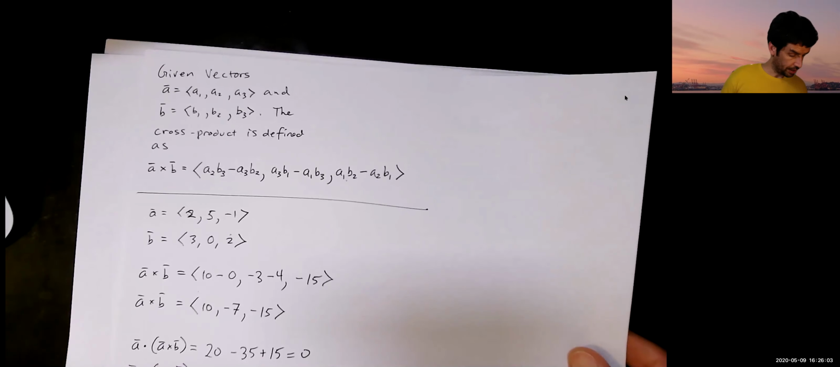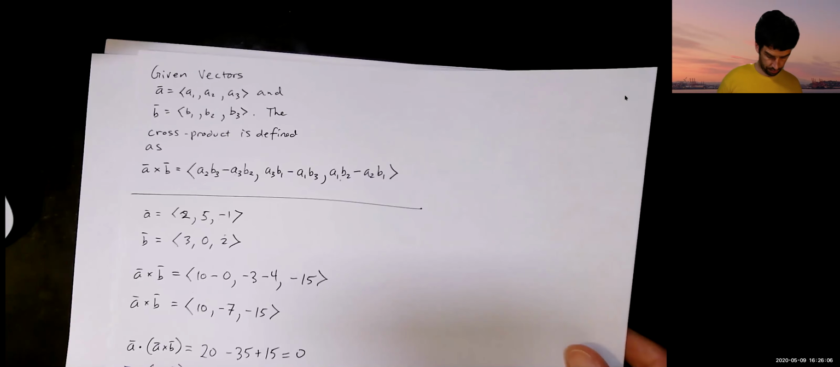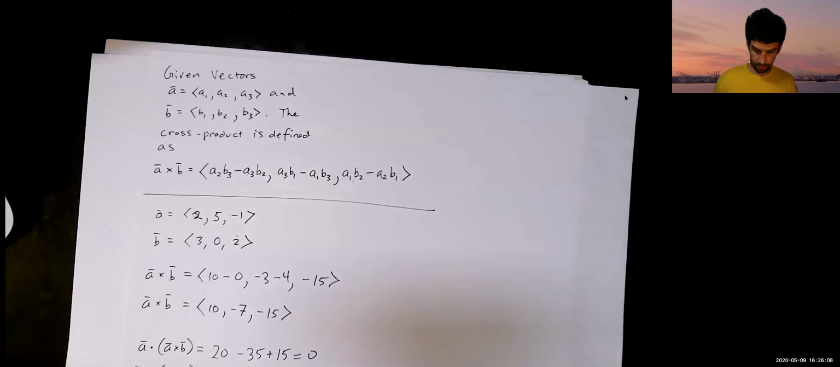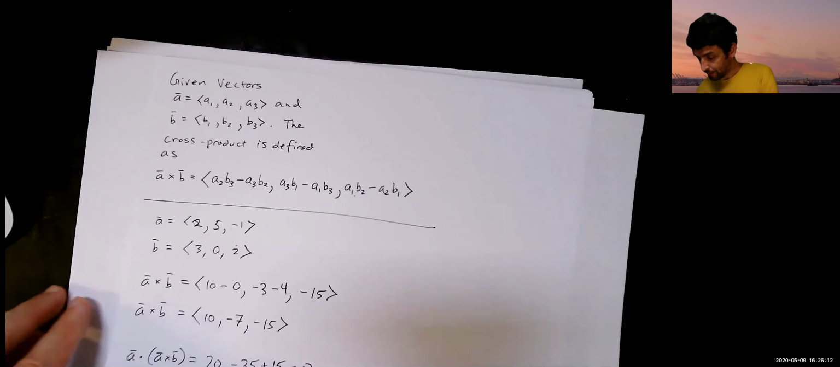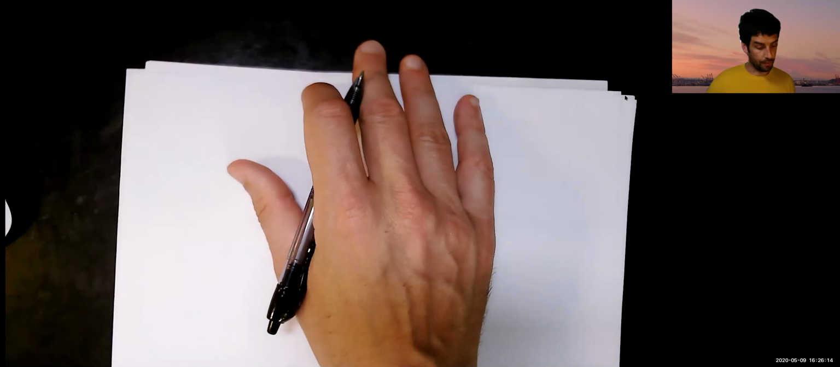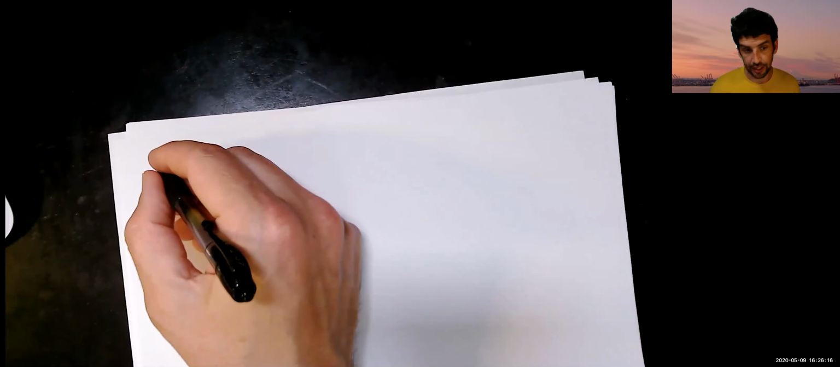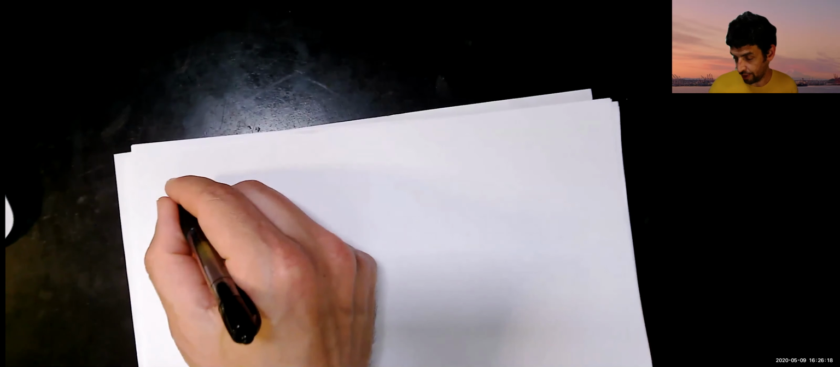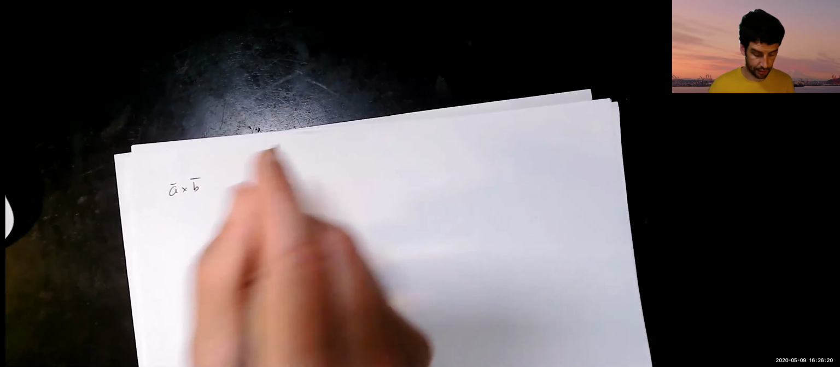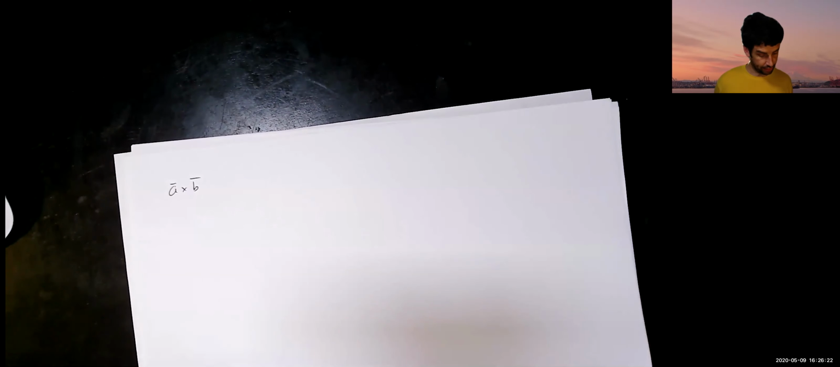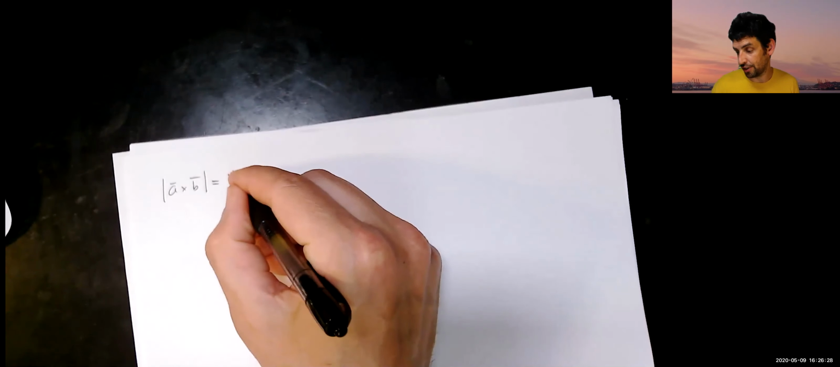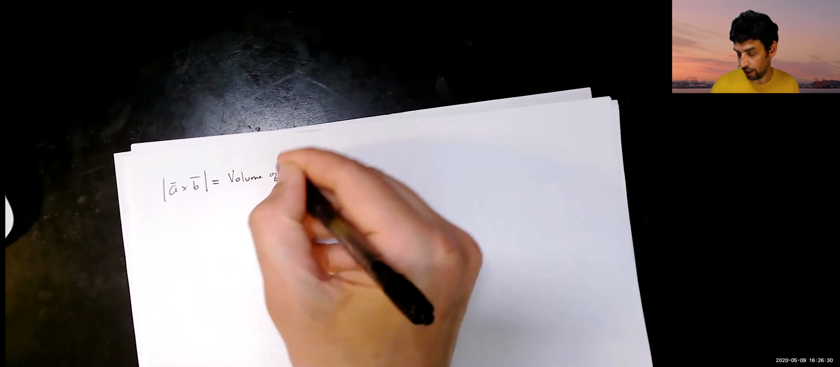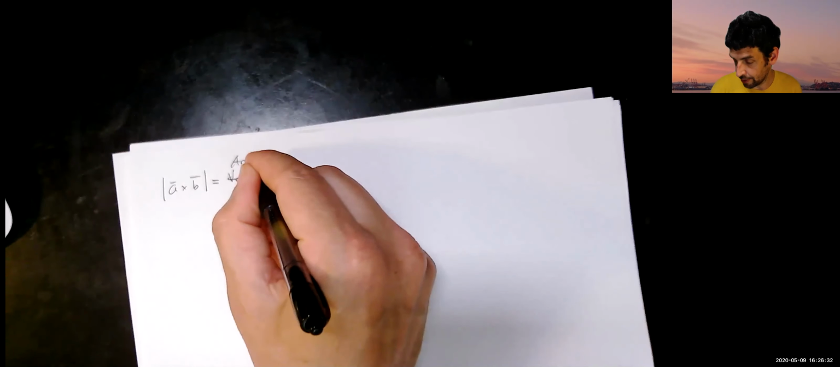So let's go back to, I just lose what I had in my hand. That's all right. I'll just write it out here. So let's say we've got our cross product. We've got our vectors A and B, and the cross product, we already know it's perpendicular to both. It also turns out the magnitude, which I said is the volume, the area of the parallelogram.